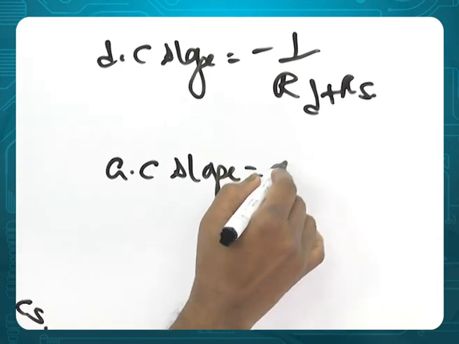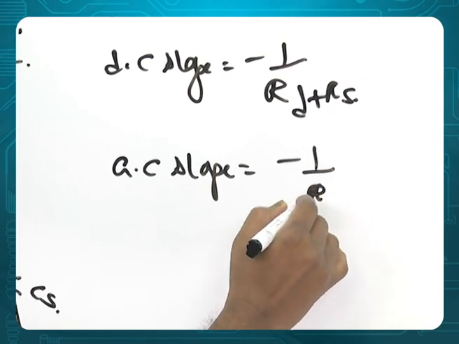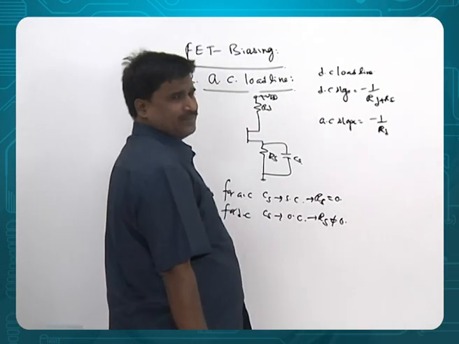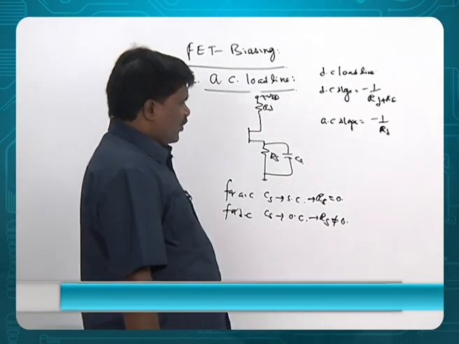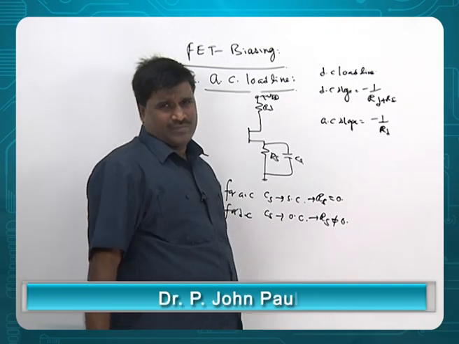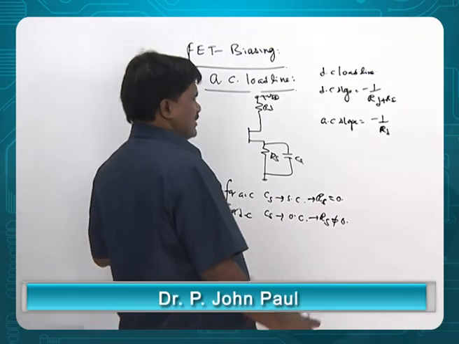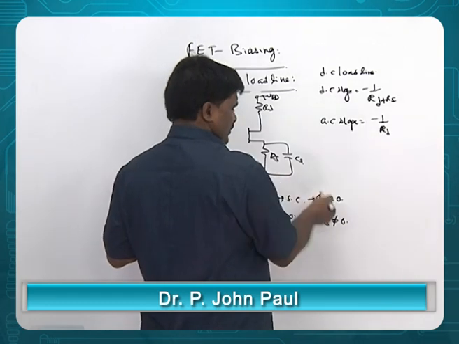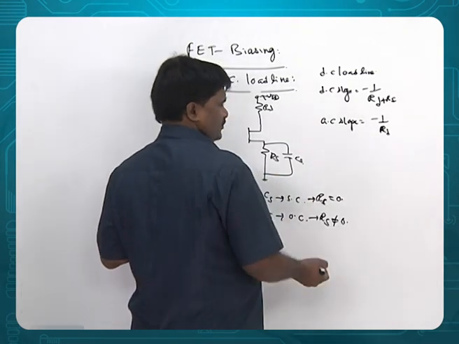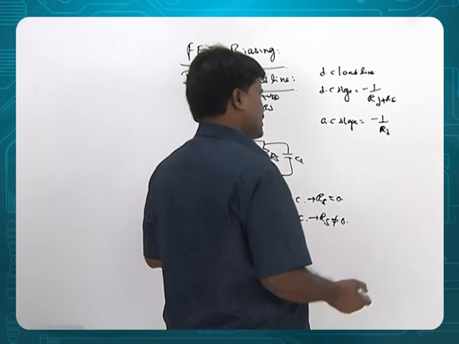AC load line will have AC slope simply 1 by RD. What happened to RS? RS is missing because it is 0. So these are the two slopes.